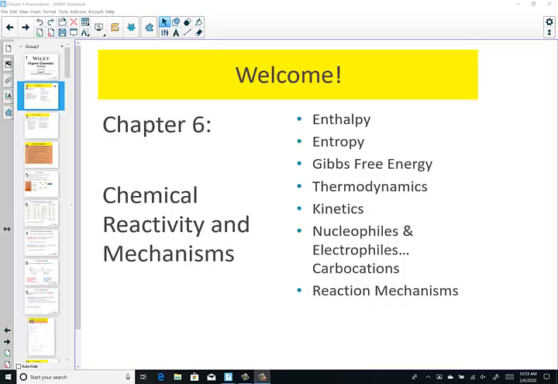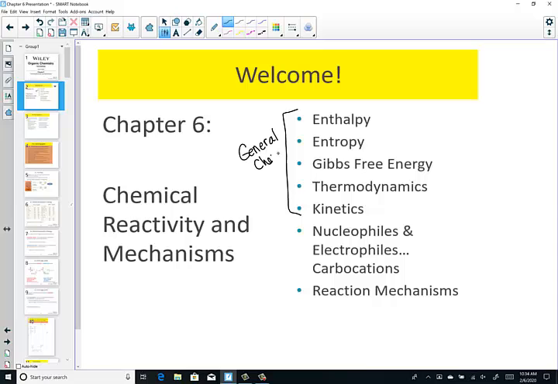Today we start a new chapter in organic chemistry, Chapter 6, looking at chemical reactivity and mechanisms. I must say the topics that we are exploring in this chapter have quite a bit of review from Gen Chem 2, and I'll just put that out there knowing how long ago that was for you. I'm unsure. It's probably different for each of us.